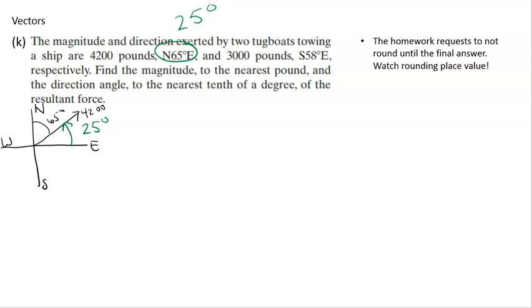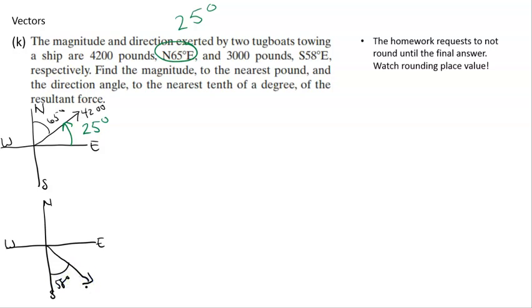Okay? Now let's do the same type of thing down here for my other vector. This one is at 3,000 pounds, and it's at south 58 degrees east. So again, north, south, east, west. If you struggle with that, do it every time. Okay, label them. So south first, and then I go 58 degrees in the east direction. So basically, there's my 58 degrees right there.